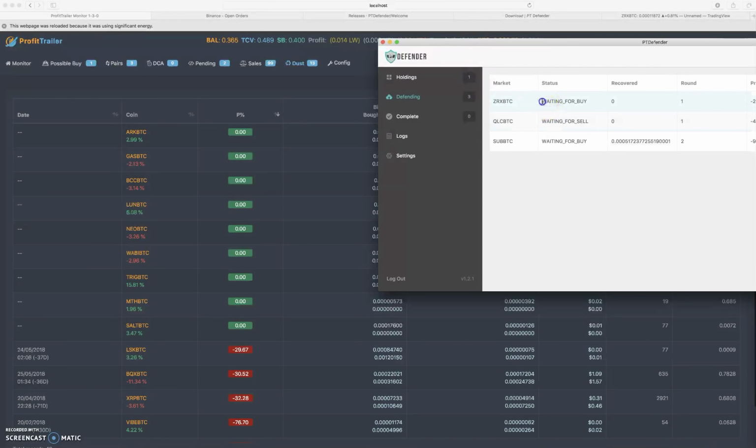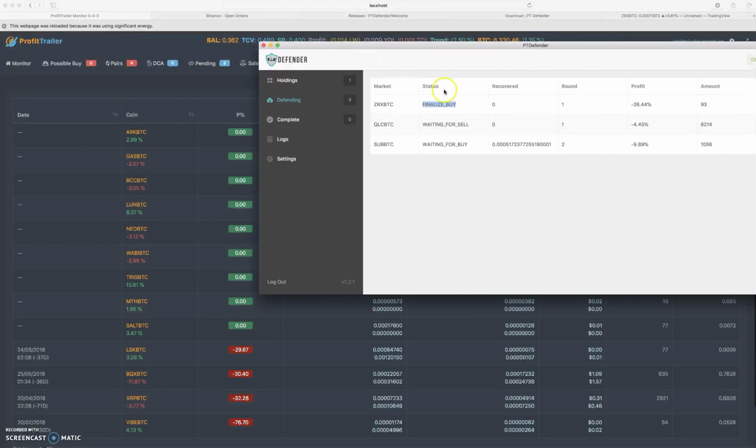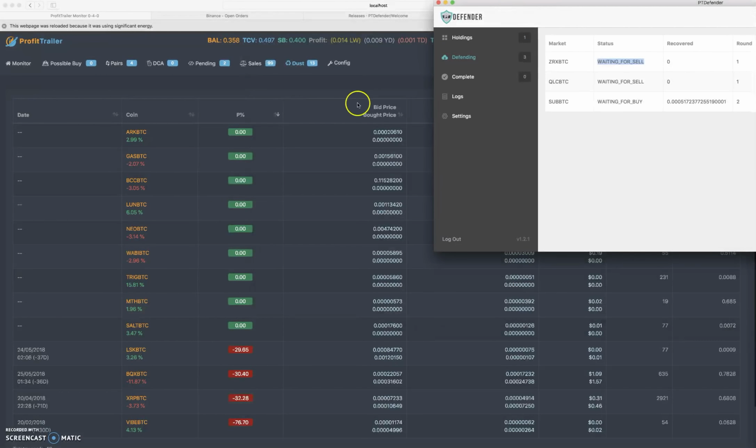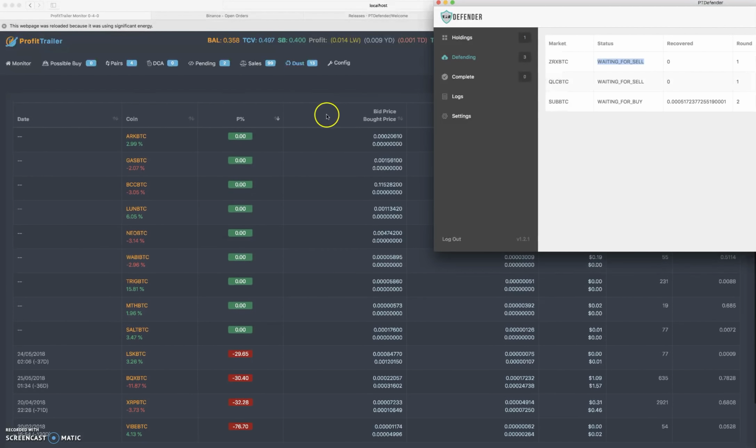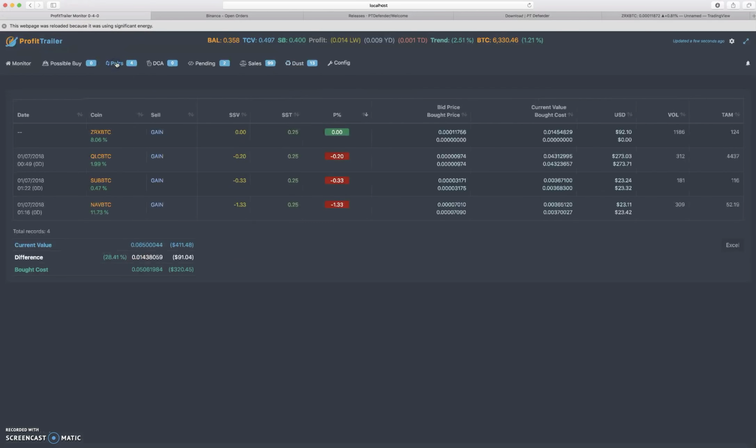PTDefender will change this status to something different. And I forget what it's called. It's like something else with buy in it. And that's when it buys. Oh, here it is. It just happened. So it's finalizing the buy. This is great that this happened live on my screen. So it's finalized the buy. It's waiting for the sell now. So it's broken up my coins. It's finalized the buy. So let's look at my ZRX.